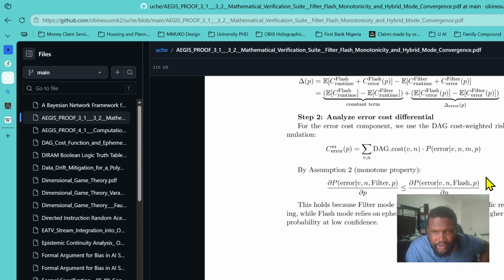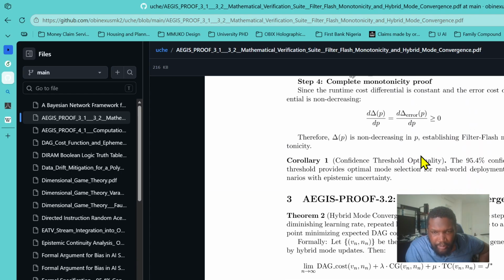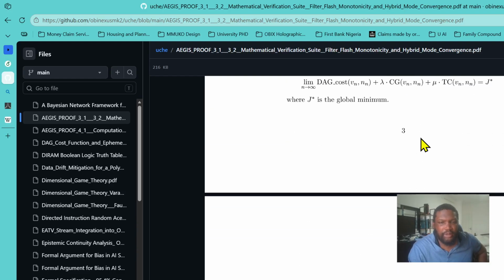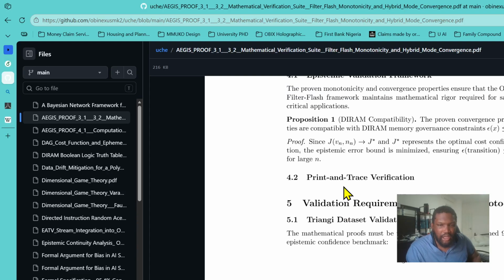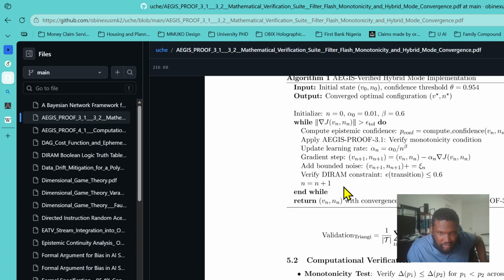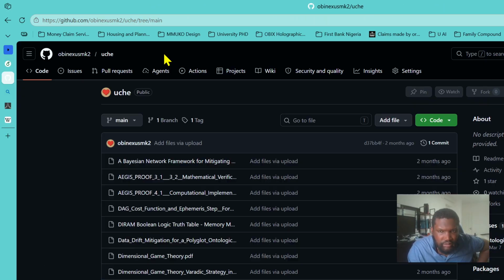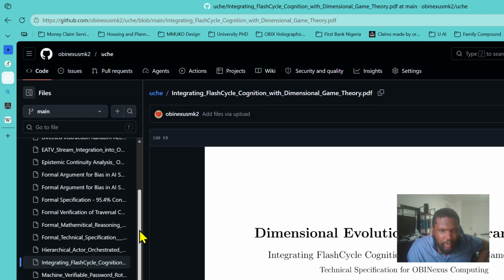Analyze a cost differential. Basically, for the error cost, these are all my arguments in the formal mathematical framework. But this is 3-1, 3-2, and 3-3. This is the proof I'm talking about. This is the work I really want you to verify. But this all proves it out. You can explore this proof out here and using 3-5 cycle.